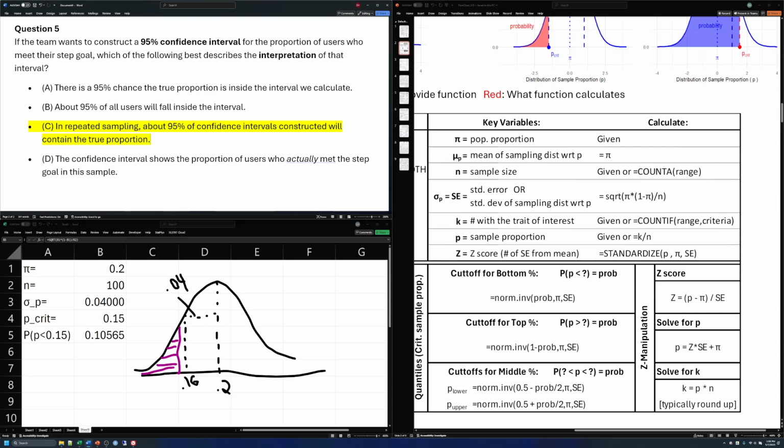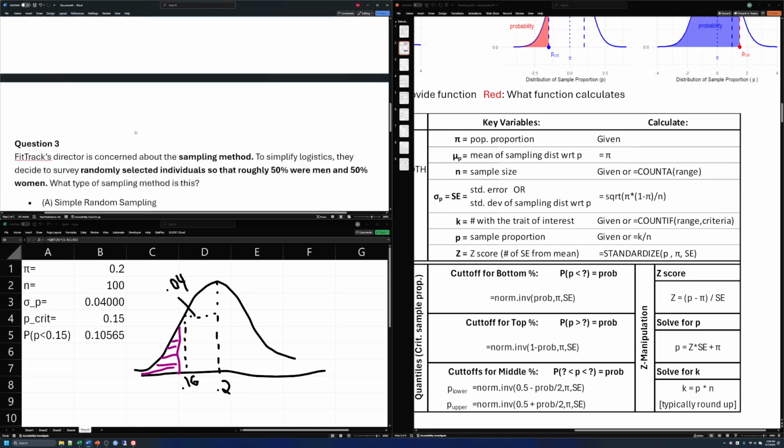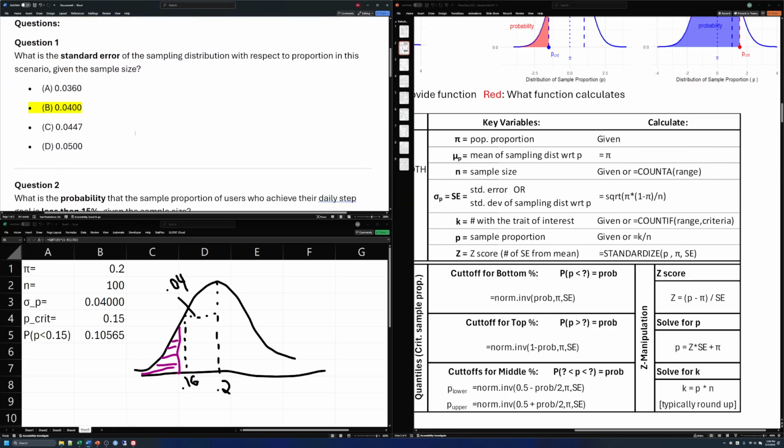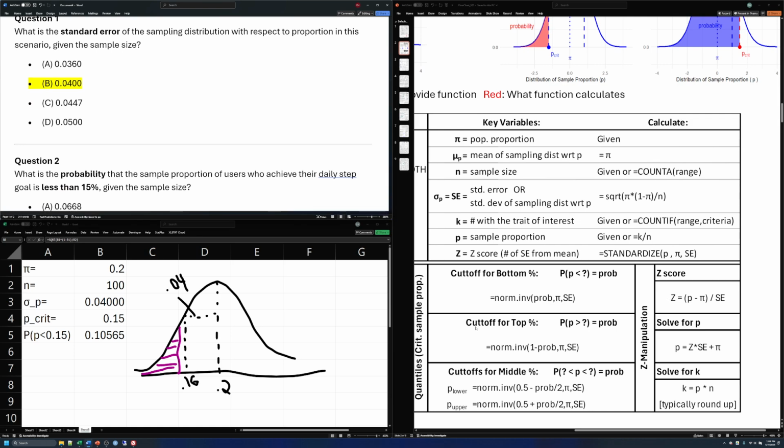And then if we look at the last one, the confidence interval shows the proportion of users who actually met the step goal in the sample. That's not true as well, because we're really looking at the true proportion. So in this one, in repeated sampling, about 95% of the confidence intervals constructed will contain the true proportion. Great, so that's how we go through and do this one. Other questions that might be asked as well is if we are interested in quantiles.